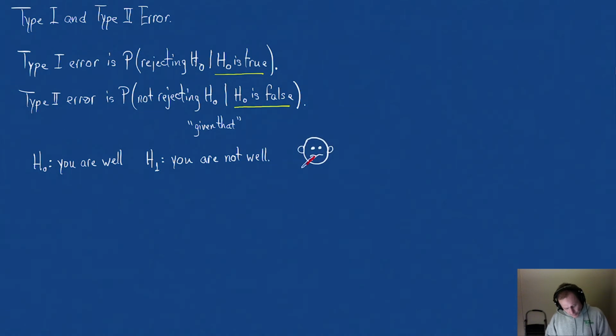So two things can happen now. Either your null hypothesis is true, so you're really just fine, or the null hypothesis is false, so you're sick. So let's put this, you're well, not well, or sick. Either is fine.